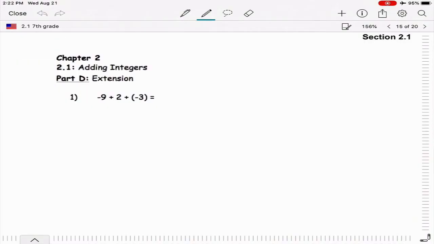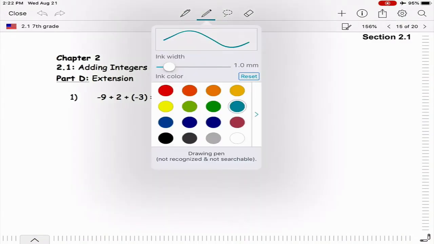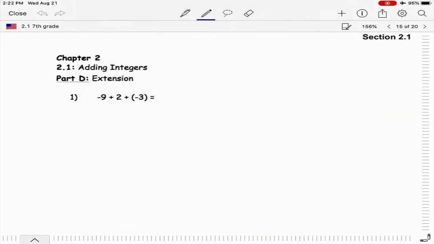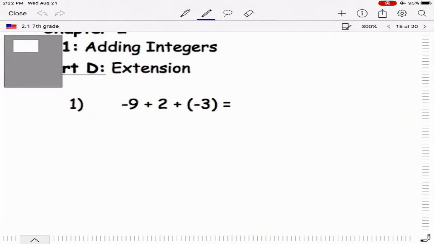Okay, part D. This one is a 3-number problem. Not that much more difficult than what we just did before. My only advice to you is take it 2 numbers at a time. So even though it says negative 9 plus 2 plus negative 3, what I would do first is I would add 2 numbers.